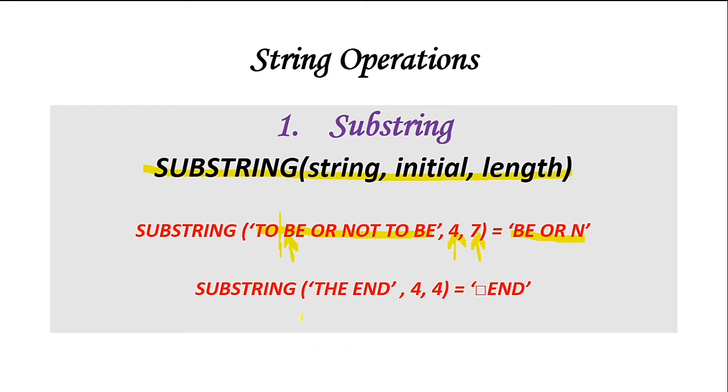Now if I give this string, the end, I will specify 4 as the initial and 4 as the length. That means I will start from the 4th position. 1, 2, 3, 4. The 4th position is a space. So the space will be written as the first substring character. Then from this position, 4 characters: space END. We are going to take 4 characters. That is the substring operation.